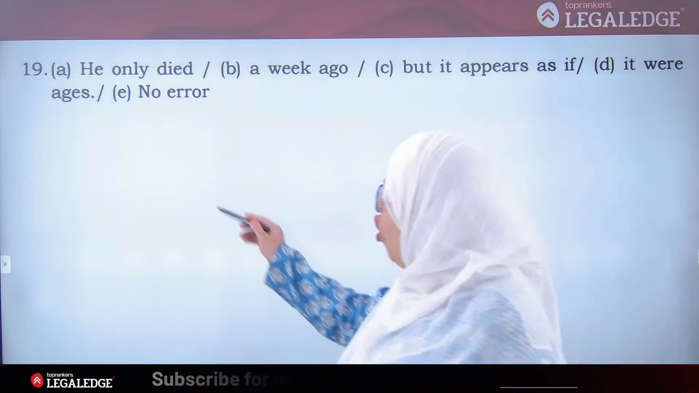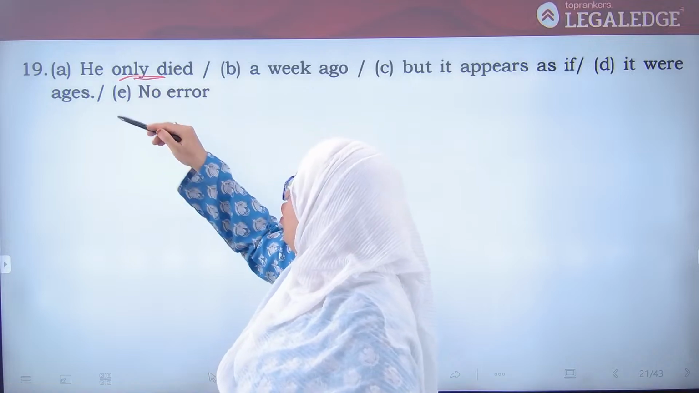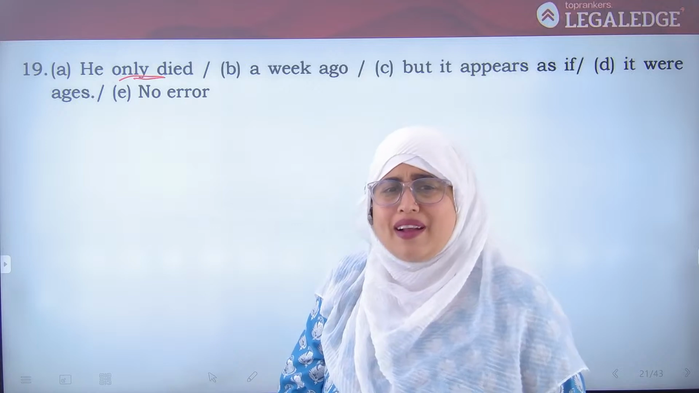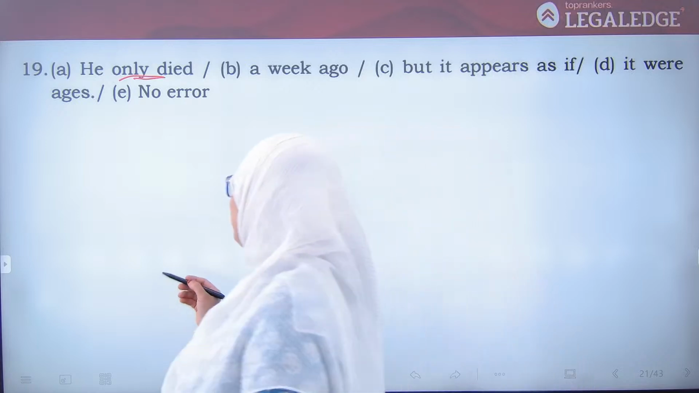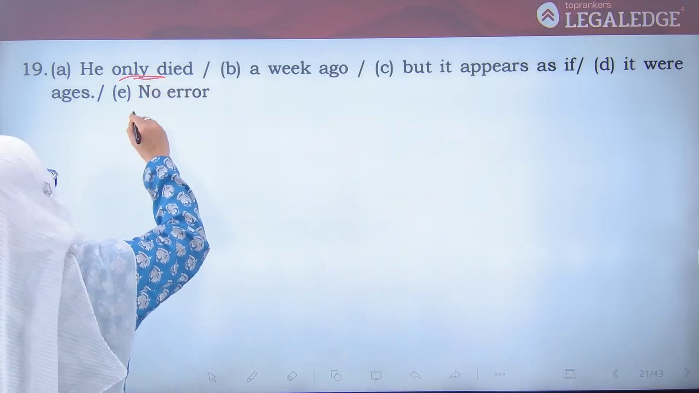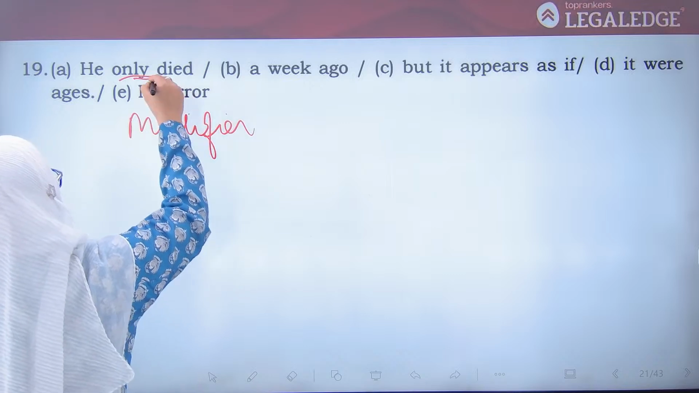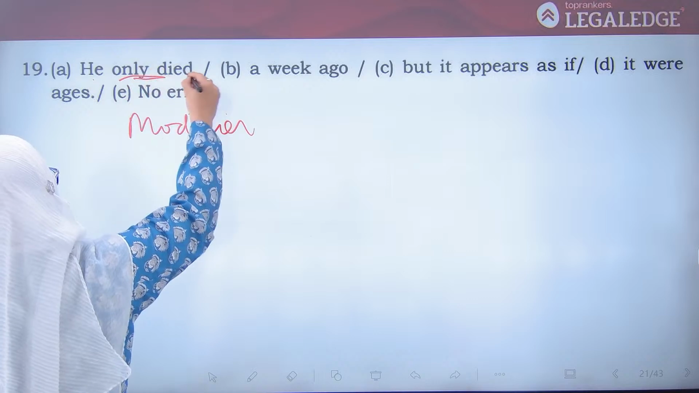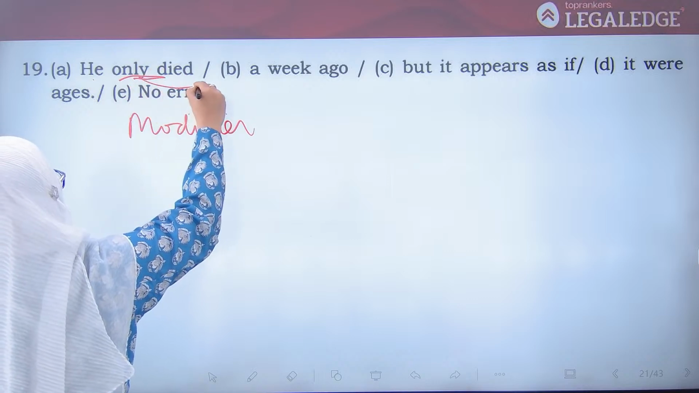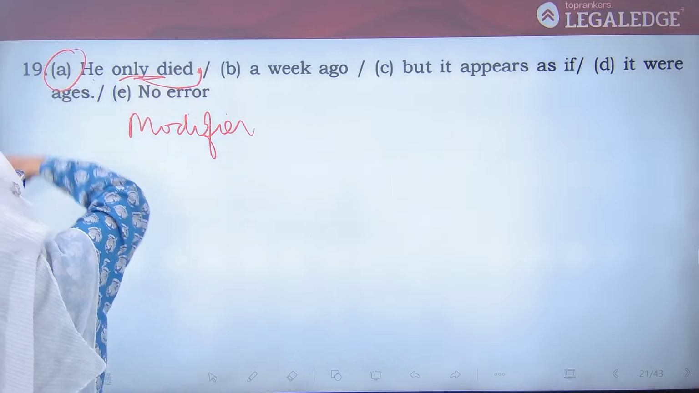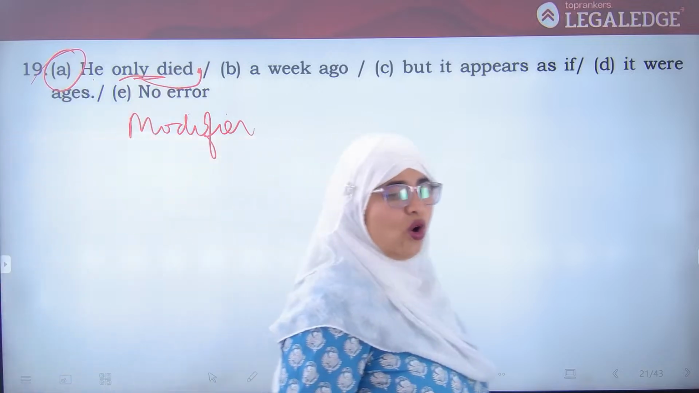Isn't it very odd to read that he only died? वो तो सिर्फ मरा ही था, ज्यादा कुछ बड़ा नहीं हुआ, जस्ट मरा था. All right, so placement is wrong. मॉडिफायर का एरर है. Correct should be he died only a week ago, so only का placement died के बाद आना था. Erroneous part is A, he died only a week ago.